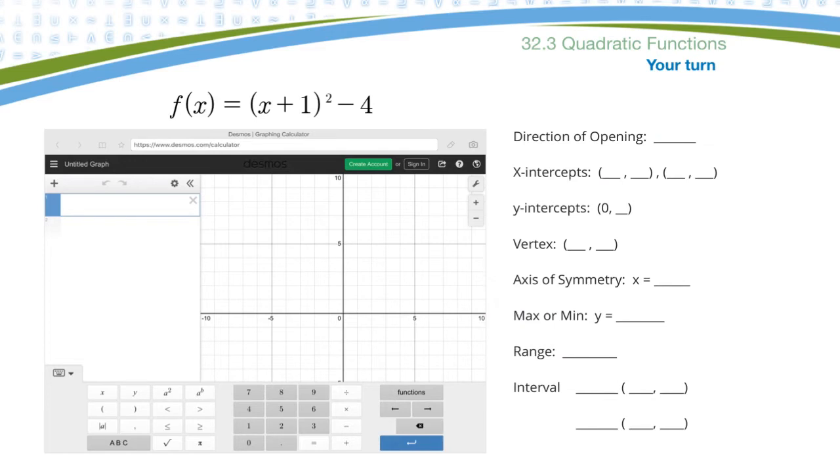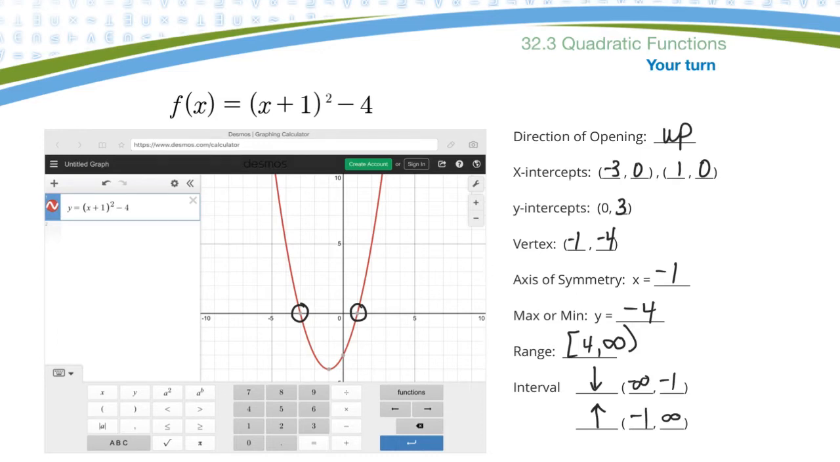Okay, based on what we just did, see if you can figure out what all of these things are from this graph. Oh, it's not graphed. Let me graph it. And you can graph it on your decimals too. y is equal to (x plus 1) squared minus 4. There we go, right there. So just look at the characteristics and see if you can tell what they are. And then press play and see if you're right.